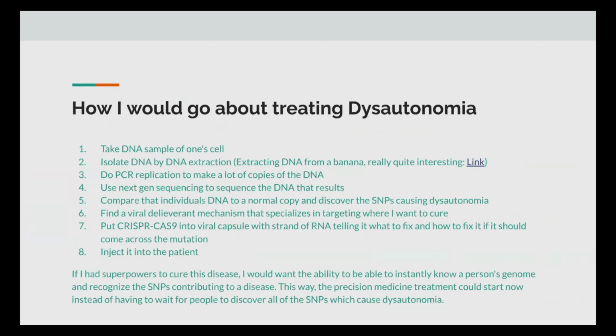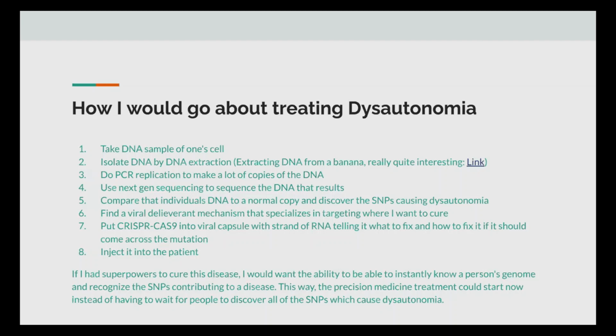Third, I would do polymerase chain reaction to make a lot of copies of the DNA, and then use next-gen sequencing to sequence the resulting DNA, compare that individual's DNA to a normal copy, discover the SNPs causing dysautonomia, and then find a viral delivery mechanism that specializes in targeting where I want to cure. Then finally, you put CRISPR-Cas9 into a viral capsule with a strand of RNA telling it what to fix and how to fix it if it comes across the mutation. Then you inject it into the patient, and within about a week, it should show results in curing the disease because CRISPR-Cas9 works incredibly fast.